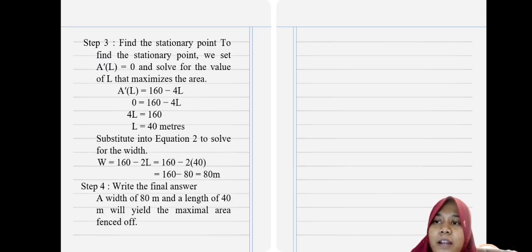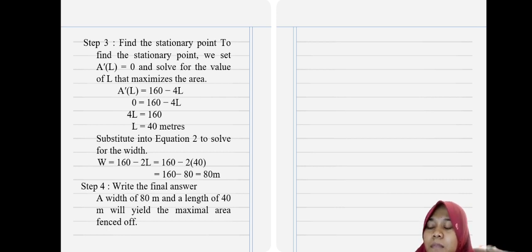Step 3. Find the stationary point. To find the stationary point, we set A'(L) equal to 0 and solve for the value of L that maximizes the area. A'(L) equals 160 minus 4L. 0 equals 160 minus 4L. 4L equals 160. L equals 40 meters.